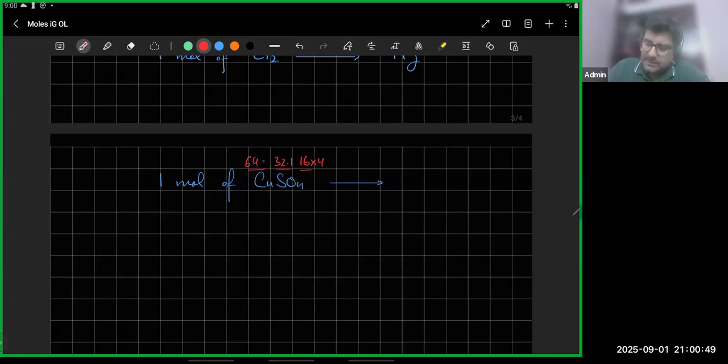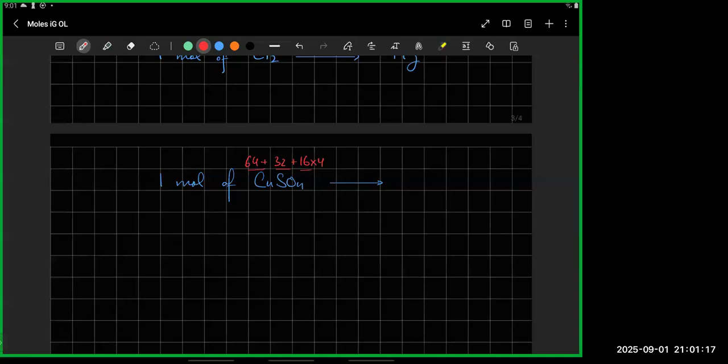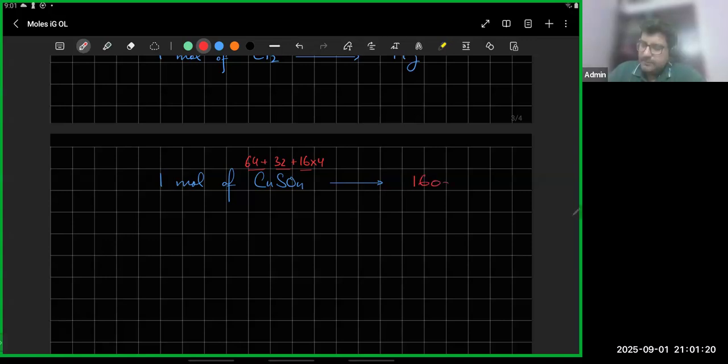So you tell me, what's the total? Sorry, sulfur is not 32.1, it is 32. I'm doing A levels. So it's 64 plus 32 plus 16 times 4. How much do we get? 160. Okay, so the mass is going to be 160 grams. So basically, if you have 1 mole of particles of any substance, you will know what the mass is.